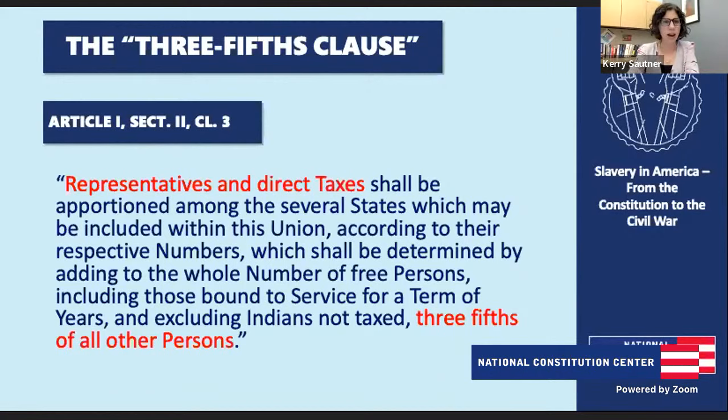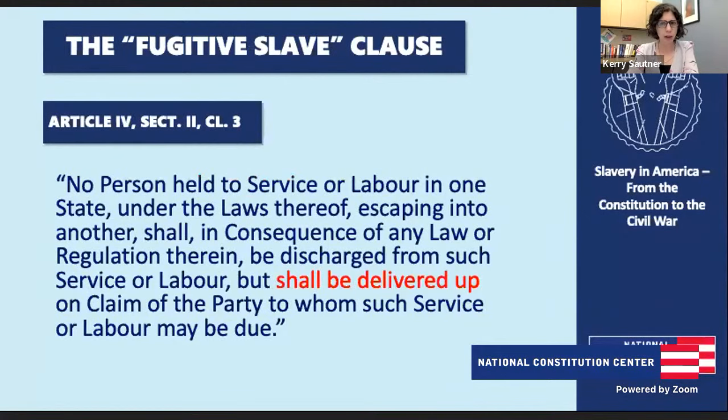Thank you. I appreciate that. Now, the next clause is the Fugitive Slave Clause. So tell us a little bit about the Fugitive Slave Clause, and then we'll go to the Slave Trade Clause next.